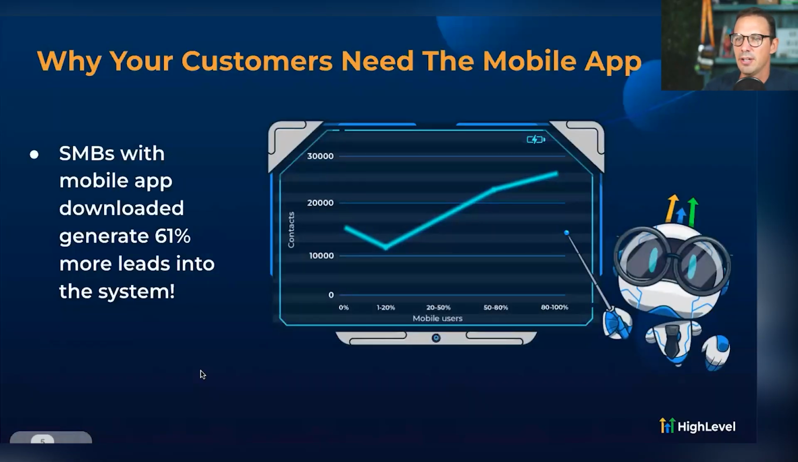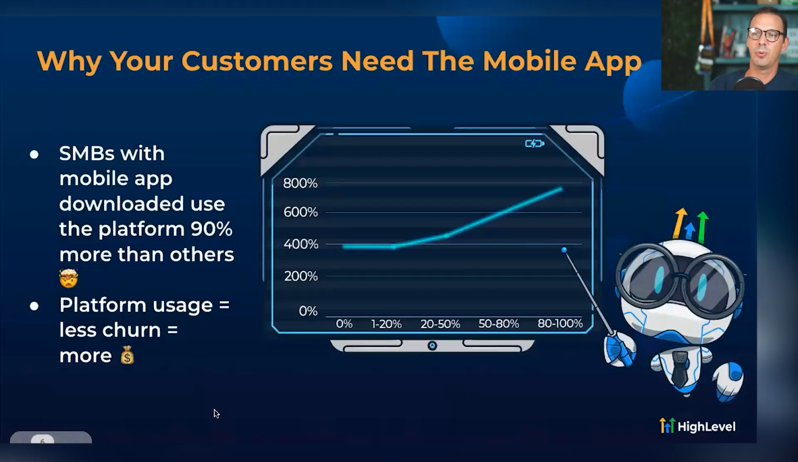Here's a chart, right? SMBs with the mobile app downloaded generate 61% more leads into the system, which just makes sense, right? Because they're using the product on the go. When they're meeting people in the field, in the office, wherever, they're inputting them into the app.